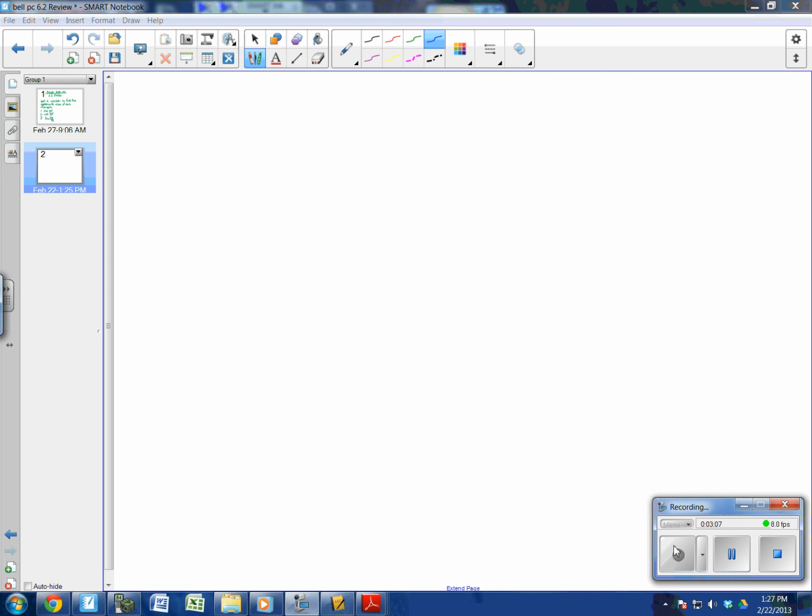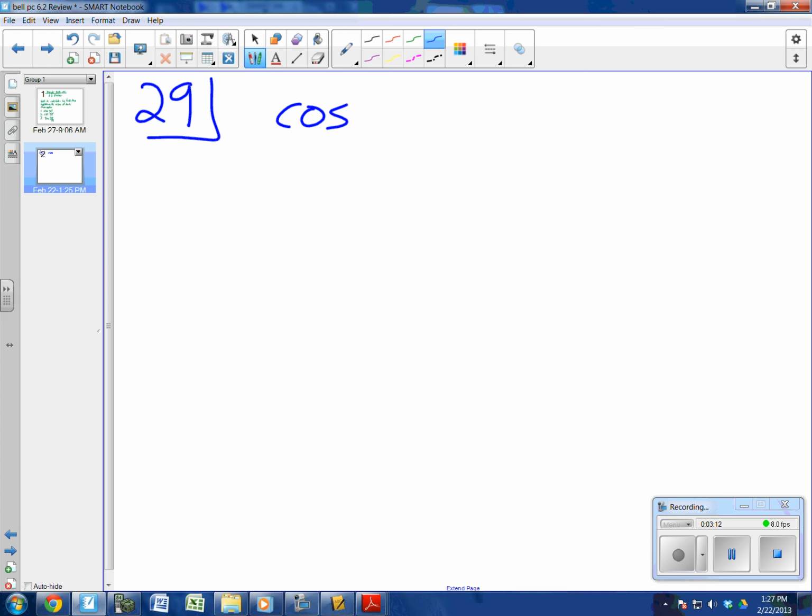Okay, let's do 29. Tell me what that one is. Cosine, parentheses, sine inverse of what? Cosine inverse of what? Okay, I probably didn't need that inside parentheses. Now, because there will be some problems like this on the test.